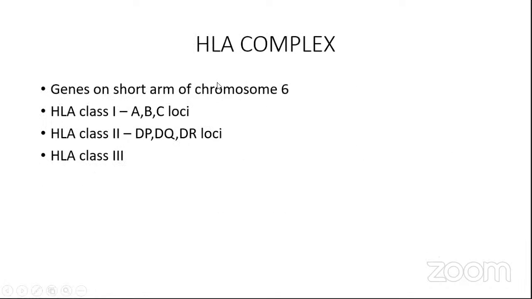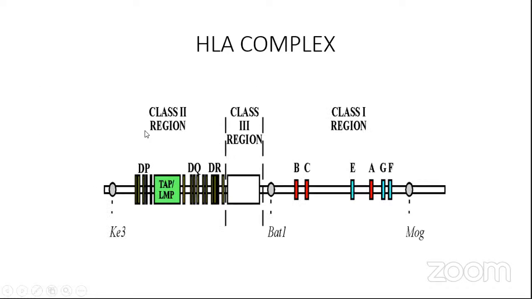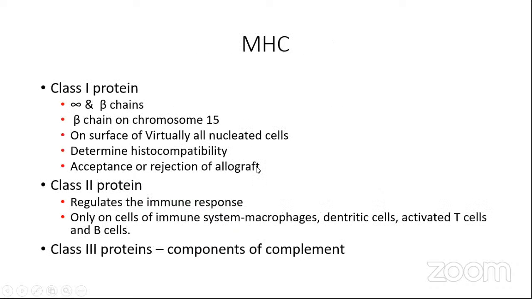This HLA is present on the short arm of chromosome 6, and they have three classes, class 1, 2 and 3. Class 1 is mainly responsible for the immune response, and contains the A, B, C loci. Class 2 contains DP, DQ and DR loci. And class 3 are mainly the complement components. So this is class 1, which contains A, B, C, class 2 which contains DP, DQ and DR, and class 3 is mainly made up of the complement components.